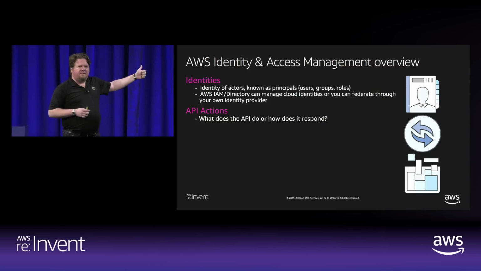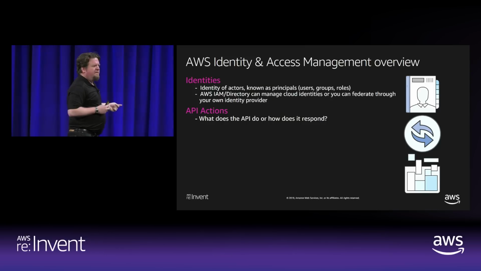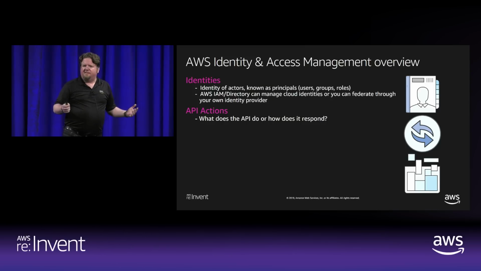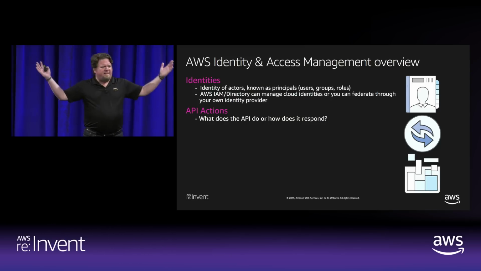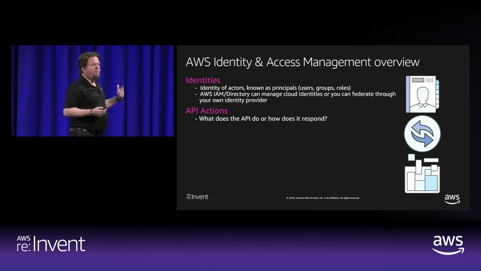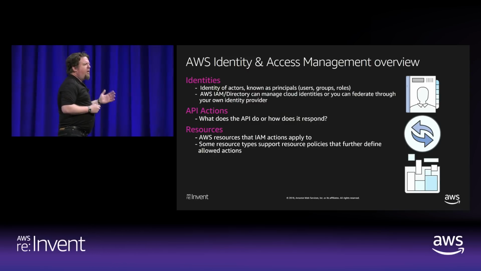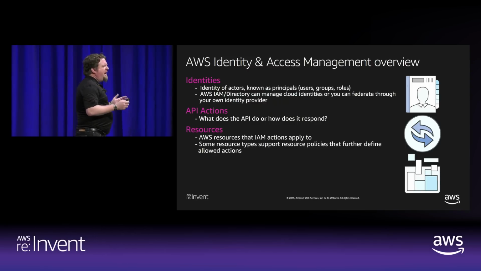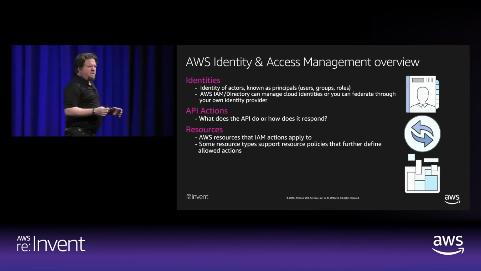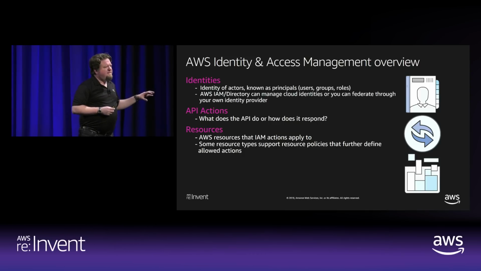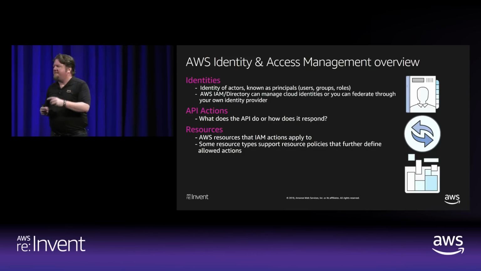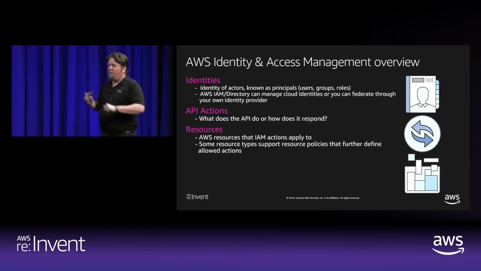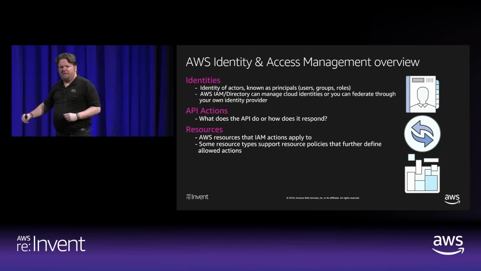List buckets is different than creating a bucket. You can let anybody list a bucket. Well, maybe not anybody, but maybe the whole team. But only certain people should be allowed to create a bucket. What are these resources? Am I going to give you access to all of EC2? Am I going to give you access to specific instances? Am I going to give you access to instances where tag department equals your team?